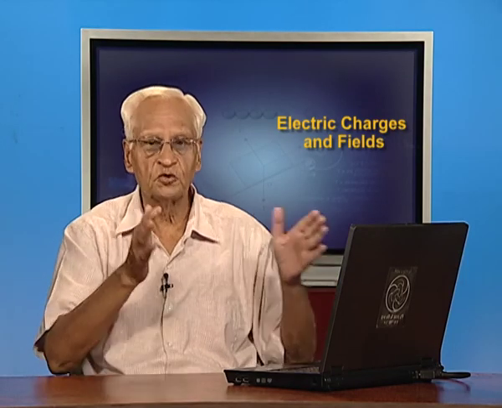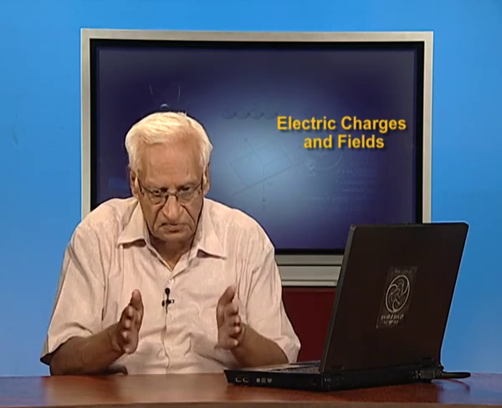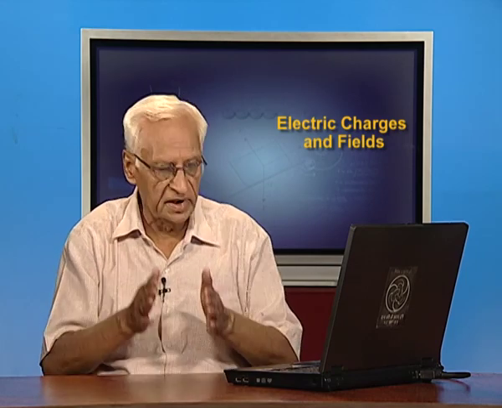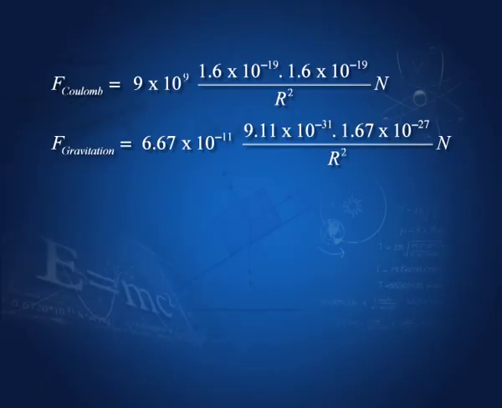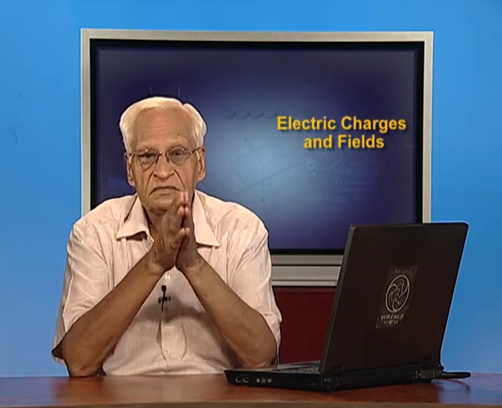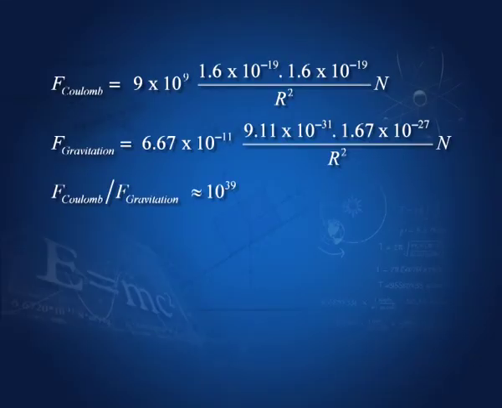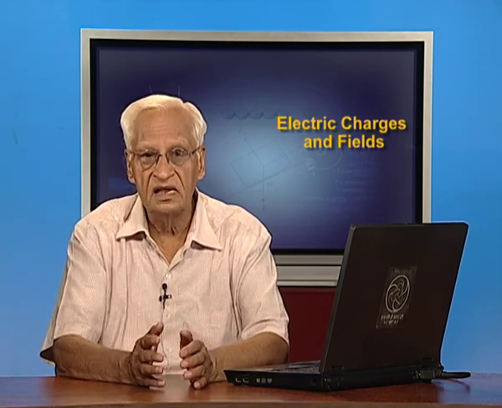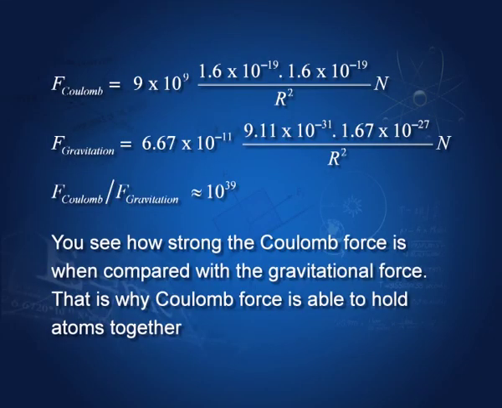What we shall do is to find the electrostatic force between a proton and an electron and the gravitational force between the electron and the proton, and find their ratio. So, we just put in numbers and we find the ratio. F coulomb by F gravitation is 10 to the power 39, a huge number. That means the electrostatic force is something like 10 to the power 39 times stronger than the gravitational force. So, gravitational force is really a very weak force.